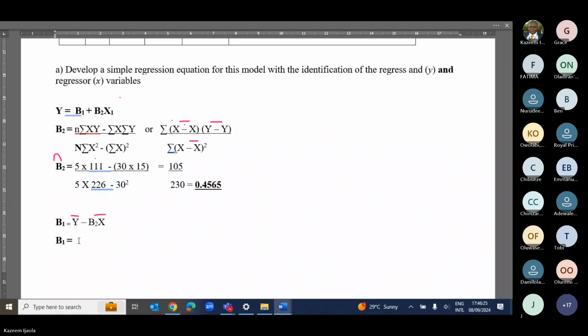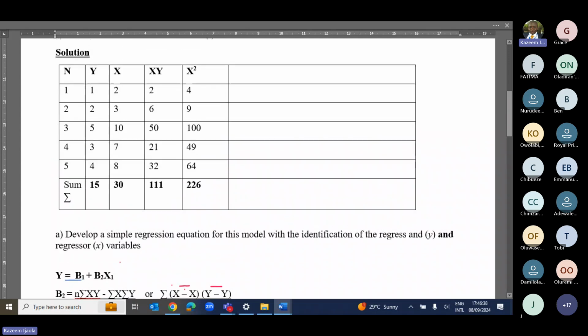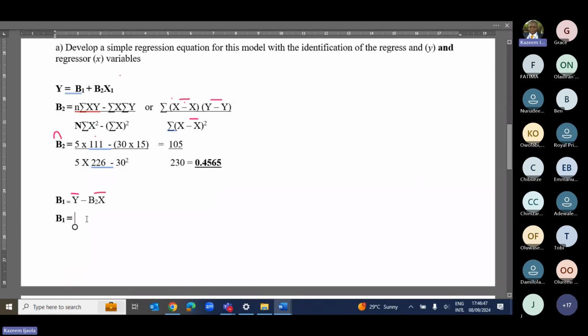Okay, so what is your y bar? Your y bar is basically your mean of y. Should I show the working or should we just do it straight away? Since the sum of our y is 15, the mean will be 15 divided by the number of observations. That's 15 divided by 5, which is 3. Your y bar will be 3. I hope you guys understand. Your y bar is the mean of y.